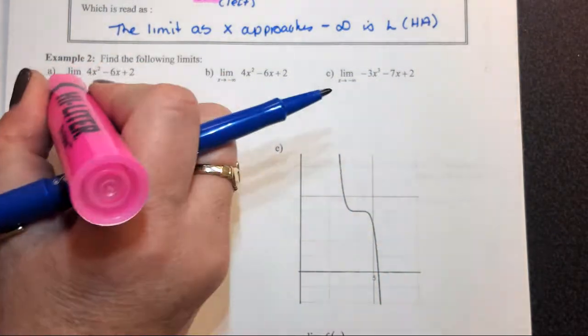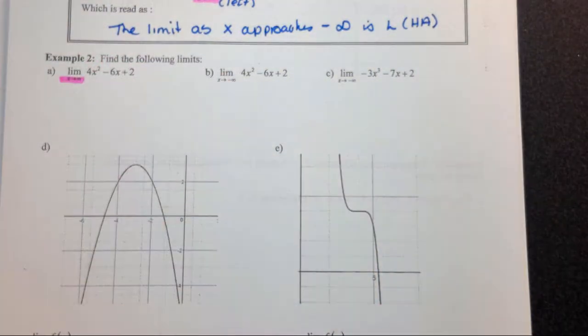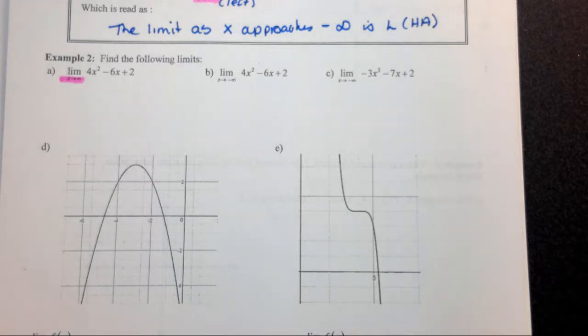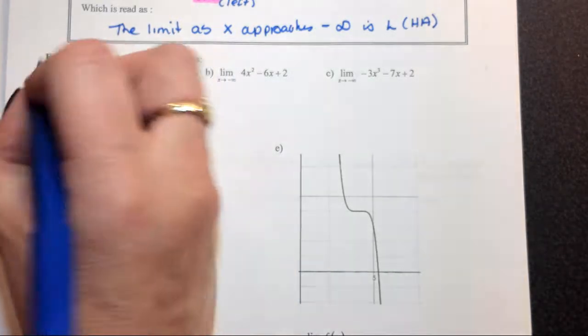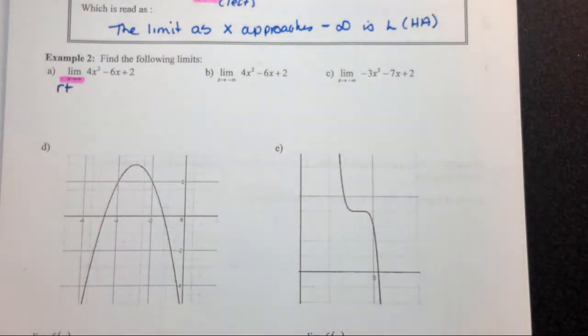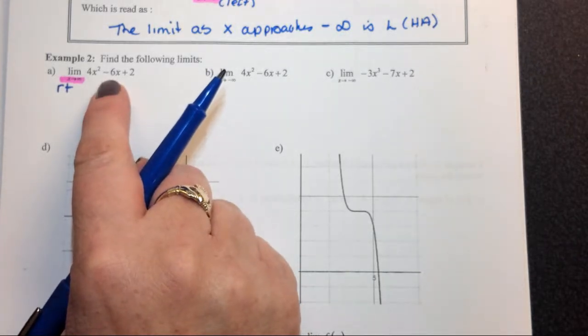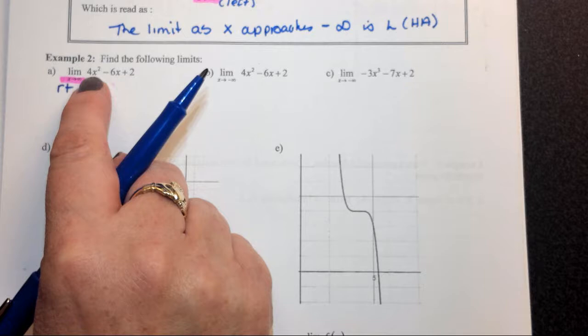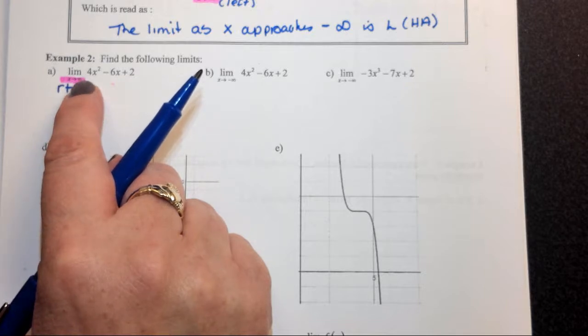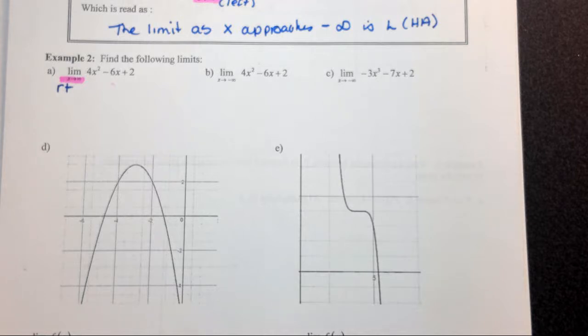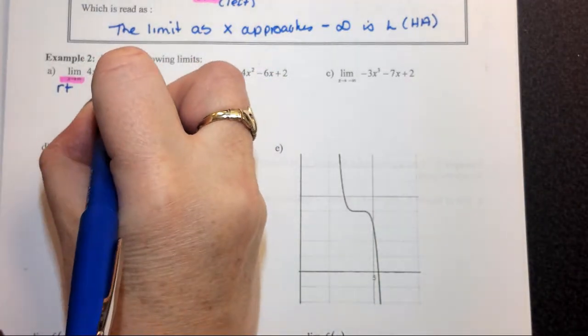So the limit as x approaches positive infinity. What side of the graph am I looking at? Am I looking at the right or the left? The right. Now this is what you have to remember about an even degree polynomial function. What's happening with the leading coefficient? Is it positive or negative? Positive. So what's going to happen with my ends? Are they both going to go up, down, or different directions? Up. So they're both going to go up.